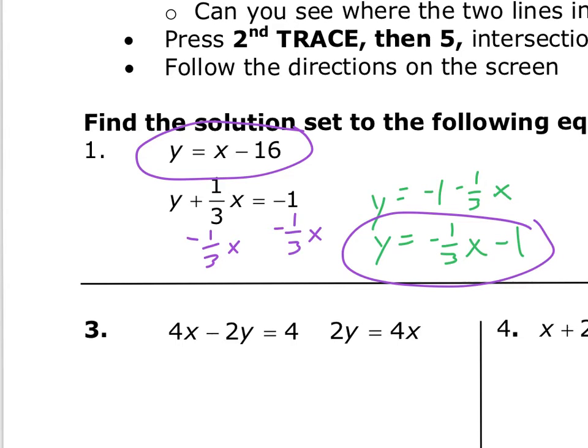Your calculator asks you for your first curve, your second curve, and then your guess. If you press enter along those, you'll end up with 11.25, comma, -4.75. So go ahead and check your lines and make sure that's where they intersect. If you didn't get that, be sure that you put it into your calculator right with both forms there.